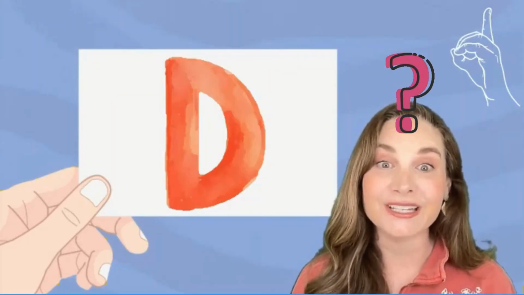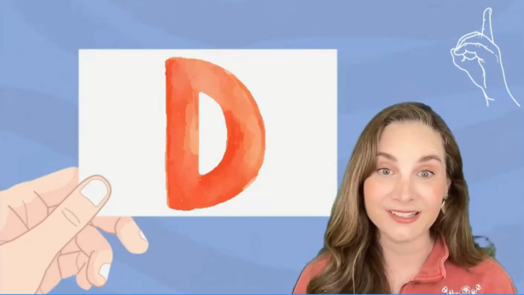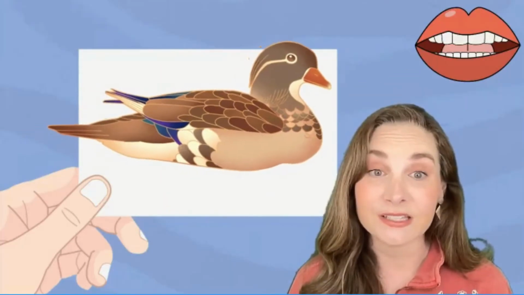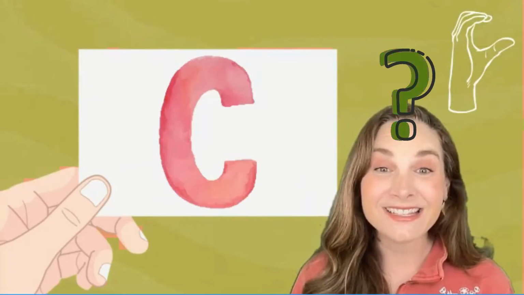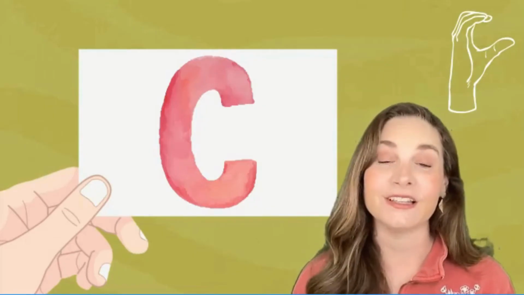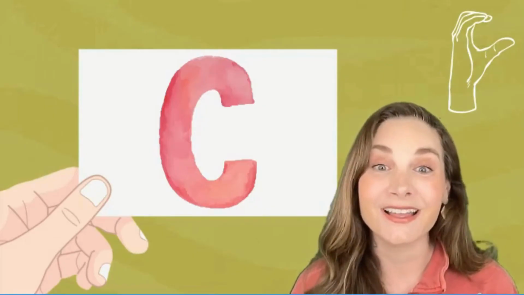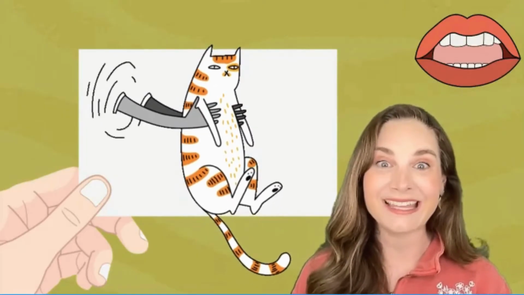This is the letter D. What does the letter D spell? The letter D spells D, like in the beginning of the word duck. This is the letter C. And what does the letter C spell? The letter C spells K, like in the beginning of the word cat.